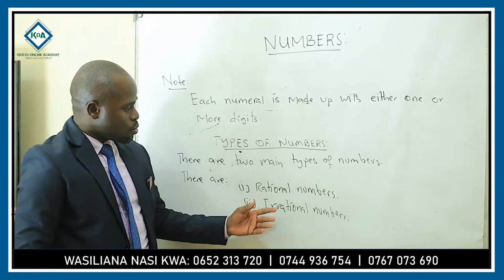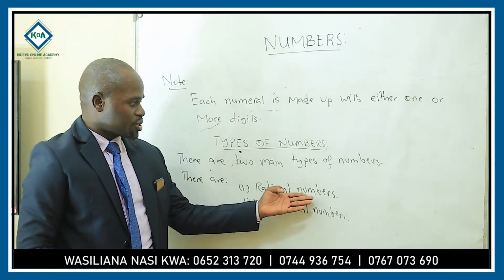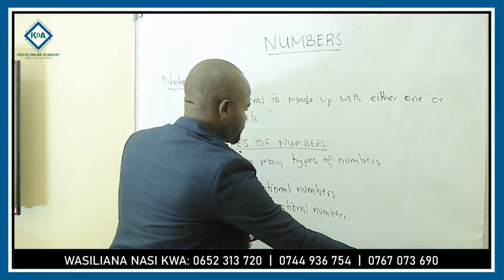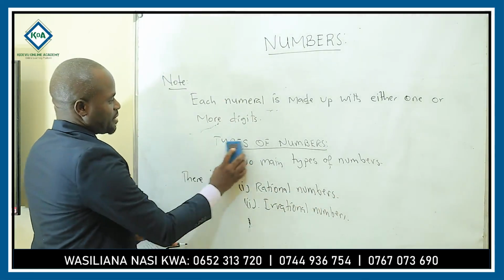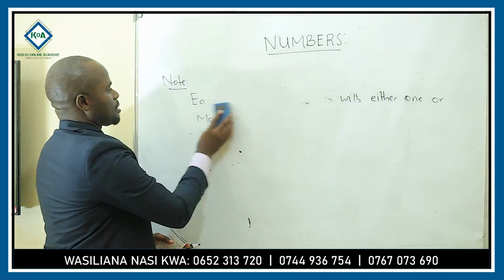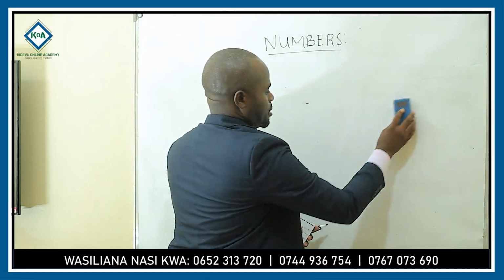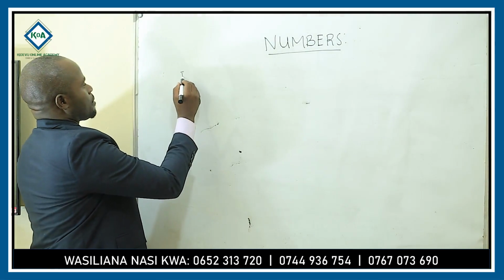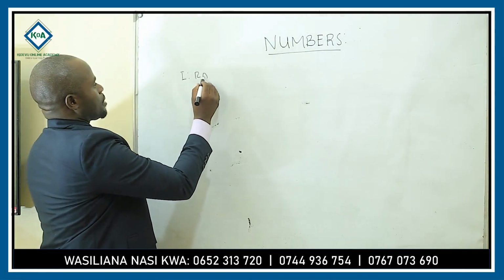So you have to go one after another. What is a rational number? What is an irrational number? Very simple. Now let us start with the first, which is rational numbers.